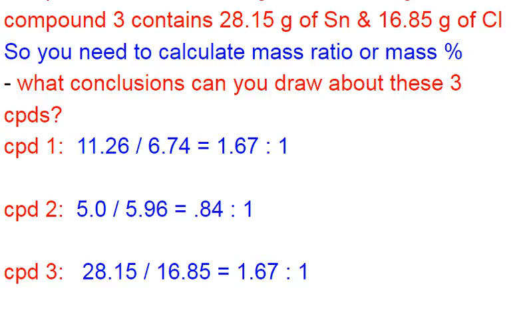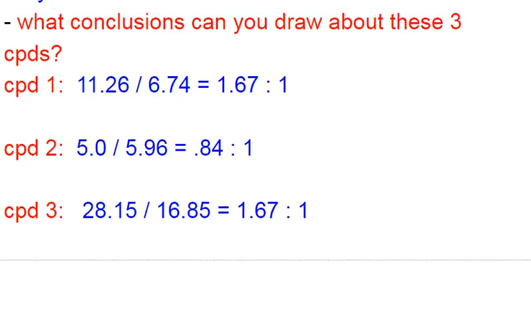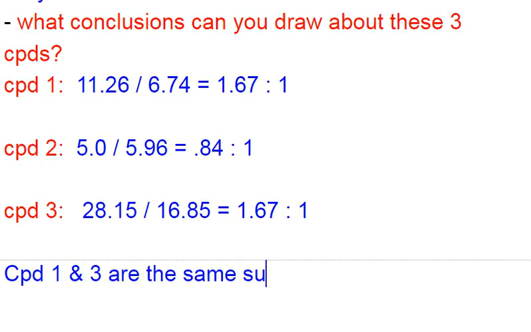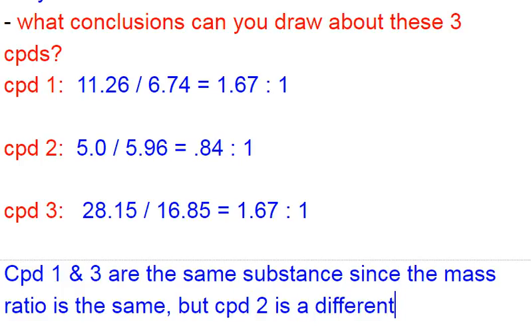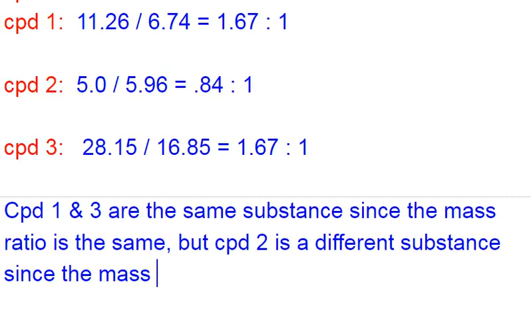So now you can draw 2 conclusions. It's important you draw a conclusion about what's the same, but it's also important you draw a conclusion about what's different. So the obvious conclusion is compound 1 and 3 are the same substance, since the mass ratio is the same, but compound 2 is a different substance since the mass ratio is different.